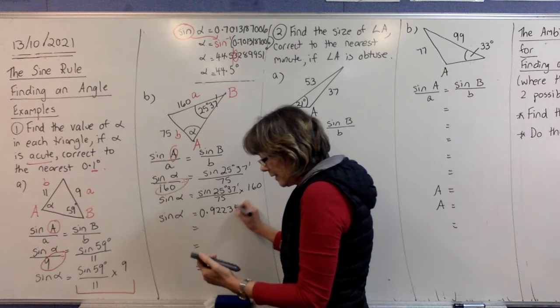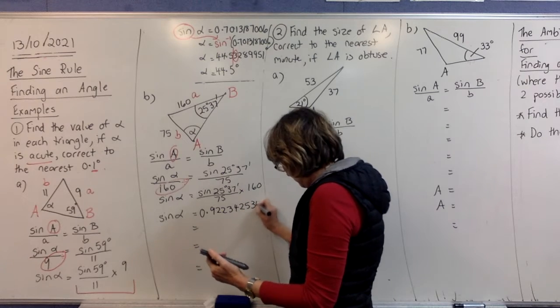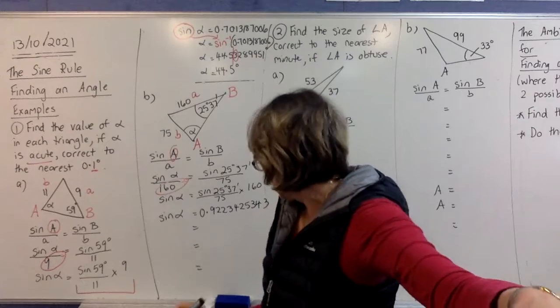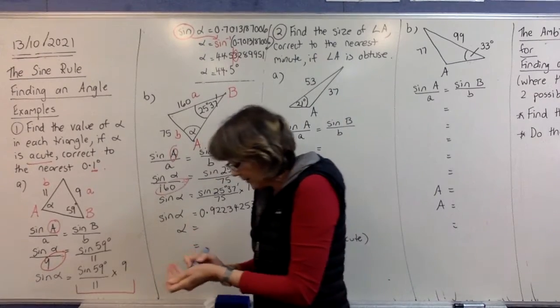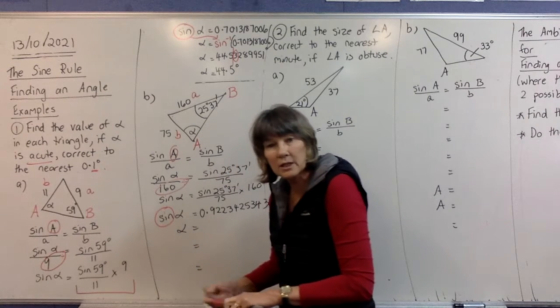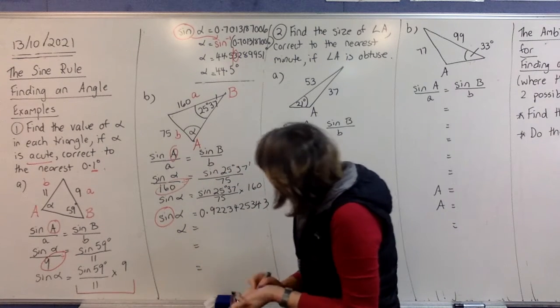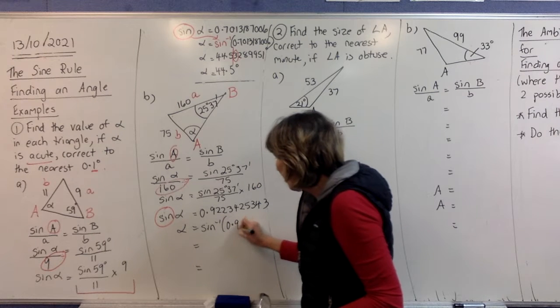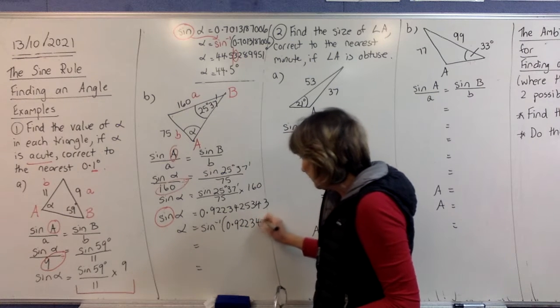Write the whole thing down. Don't get rid of that off your calculator, keep it. Okay, now we're getting alpha, so we're going to get rid of sine. Come over to the other side and do the opposite operation, which is shift sine or inverse sine. Put this whole decimal down.